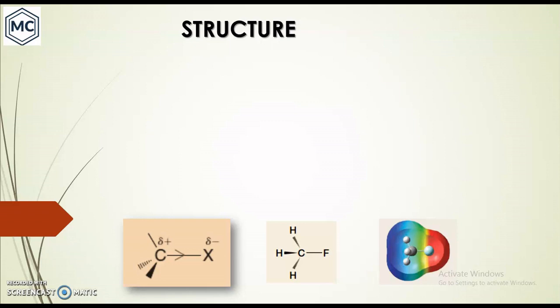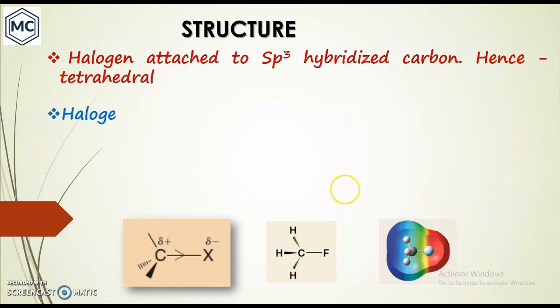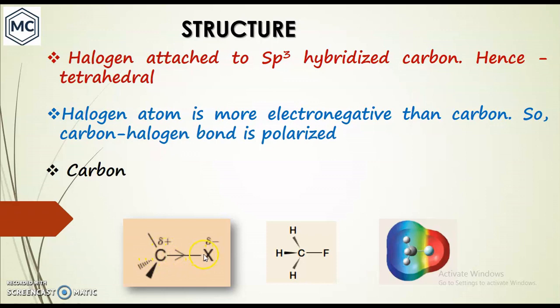Now let us see what the structure of halo compounds is. In alkyl halide, halogen is attached to an sp3 hybridized carbon atom. Hence, the shape will be tetrahedral. And the halogen atom is more electronegative than carbon. You can see here, this is more electronegative than carbon. So, the carbon-halogen bond is polarized.